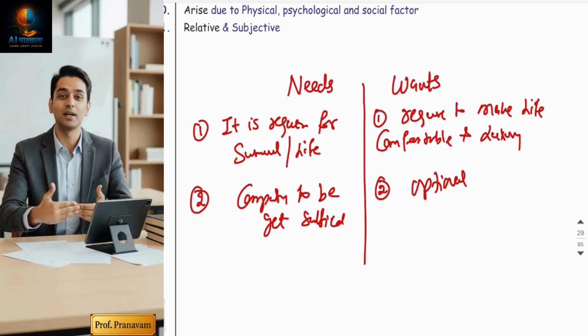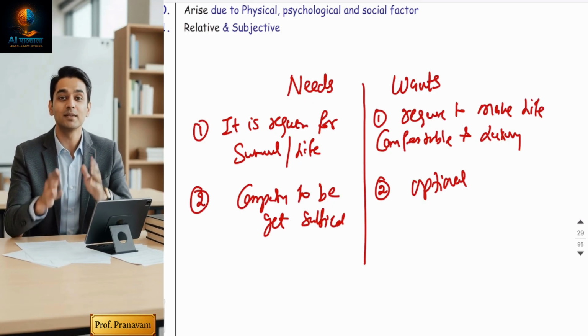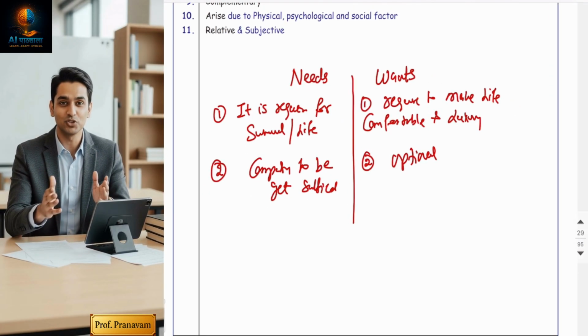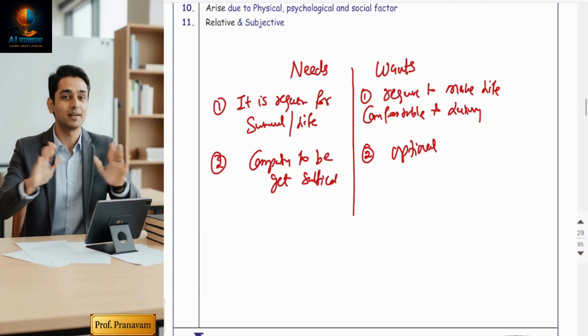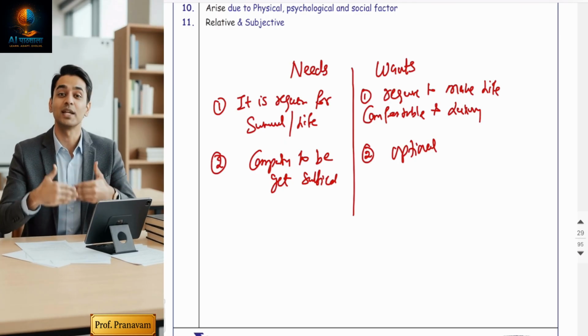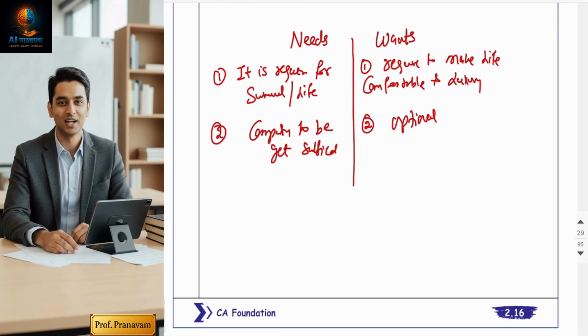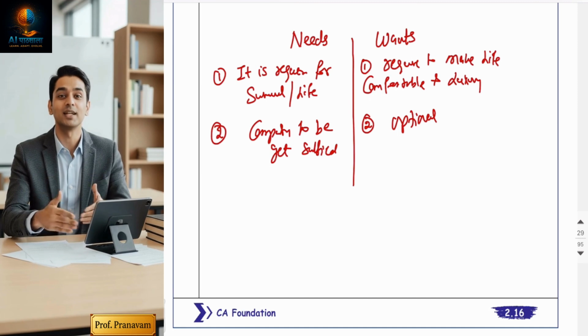Okay, sir, we got it. So wants are optional, needs are compulsory. Fine, now we understood. Wants are something beyond needs. Yes, sir, now we got the difference. But wait, now here the main part comes.